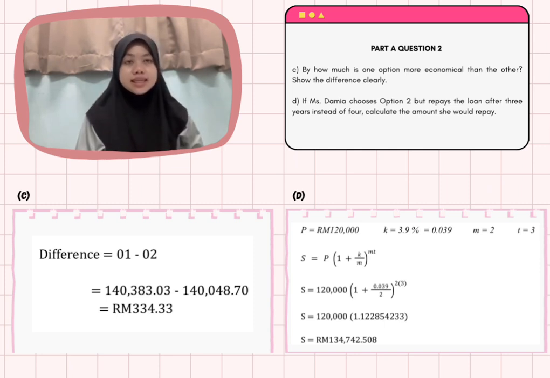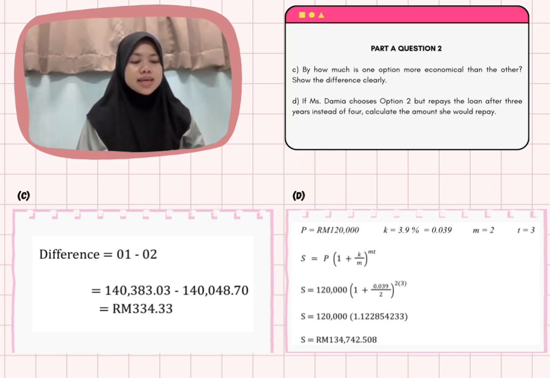Lastly, question D. If Miss Damia chooses option 2 but repays the loan after 3 years instead of 4, calculate the amount she would repay. To use information on question A part, choose the option 2. So value P RM120,000, K 3.9%, M 2, and T 3 years.